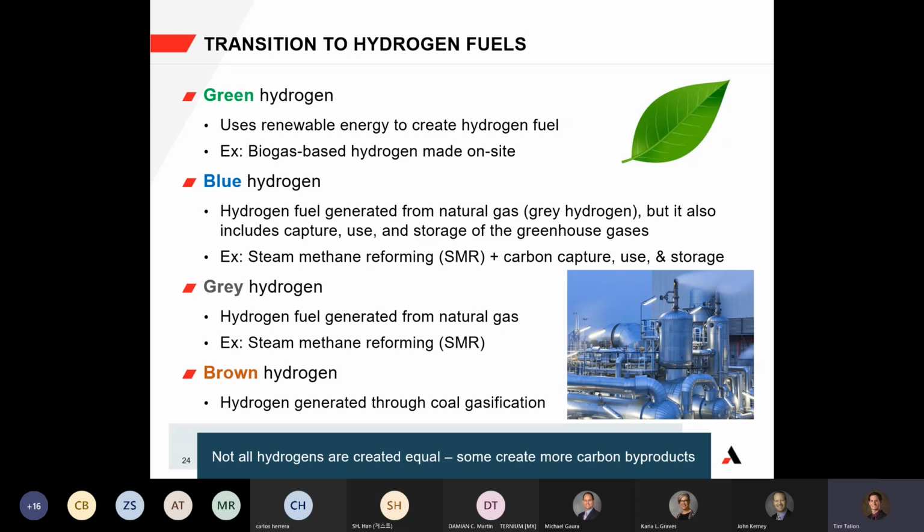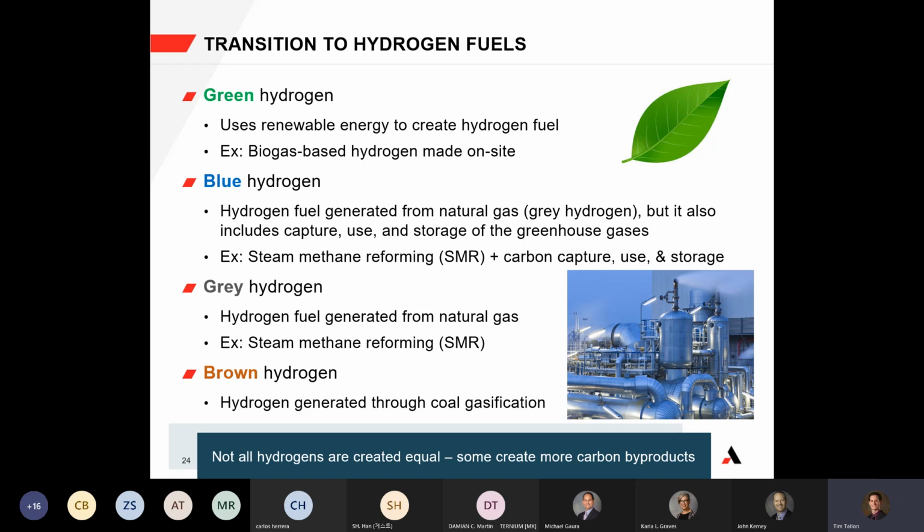Now, if you removed the carbon capture process, you would have what they call gray hydrogen, which is simply hydrogen generated from natural gas. And if you generated hydrogen from coal gasification, that would be what they call brown hydrogen. Now, the costs associated with all these types of hydrogen production are very widespread, as you can imagine.